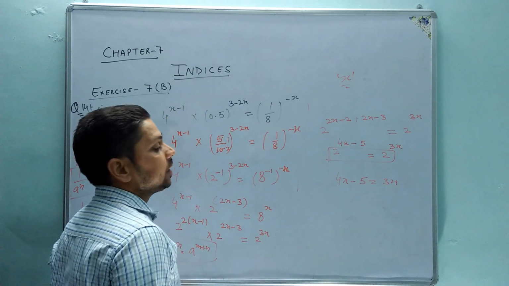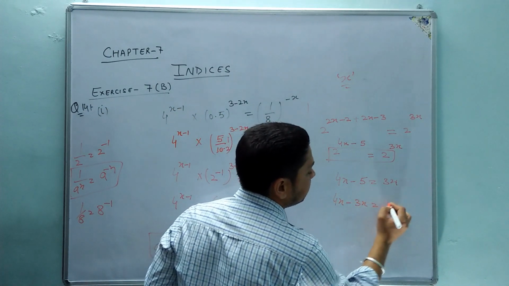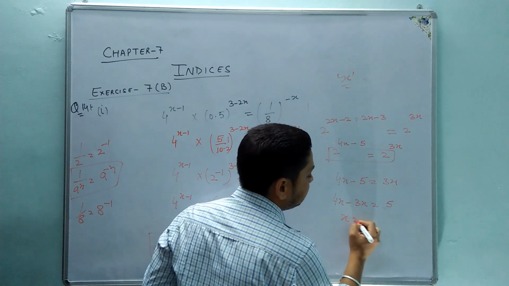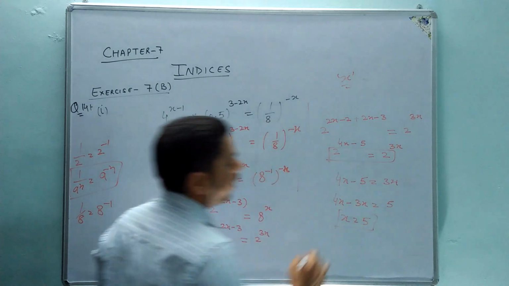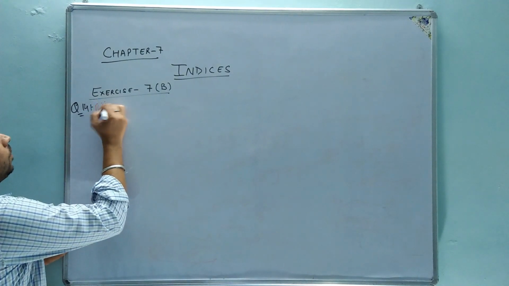Take the terms with x on one side and the constant term on the other side. 4x minus 3x is equal to 5. x is equal to 5 is the required answer of this part.